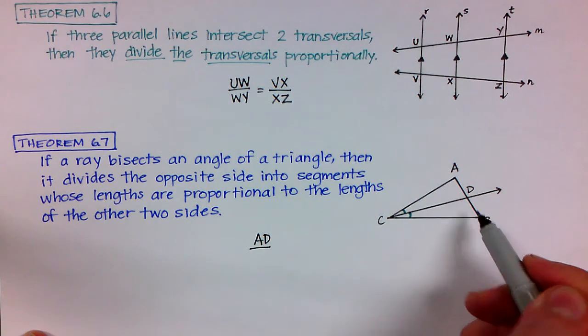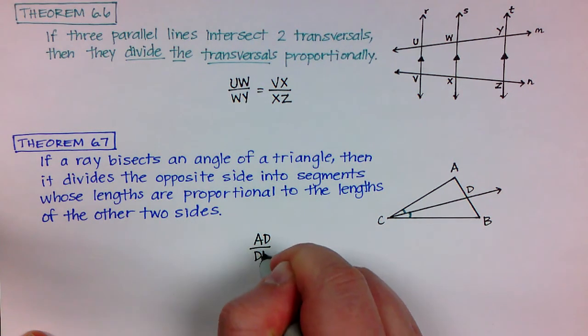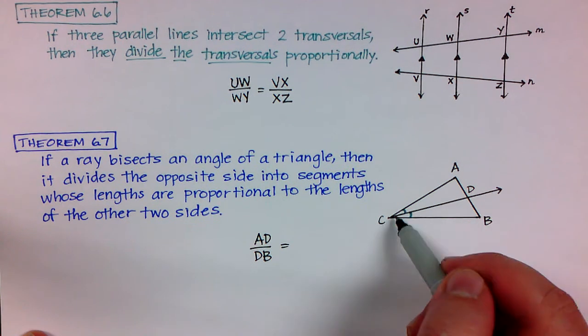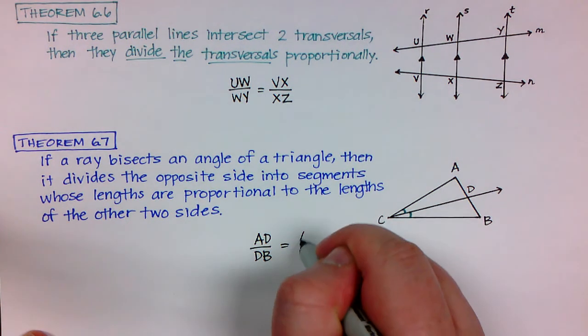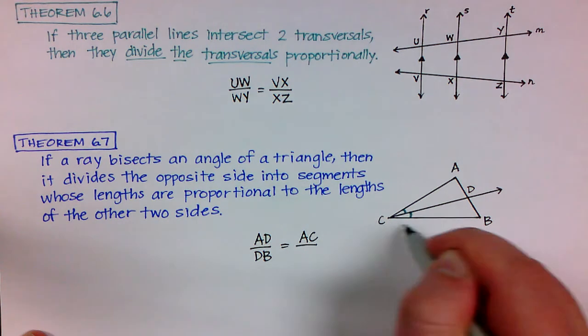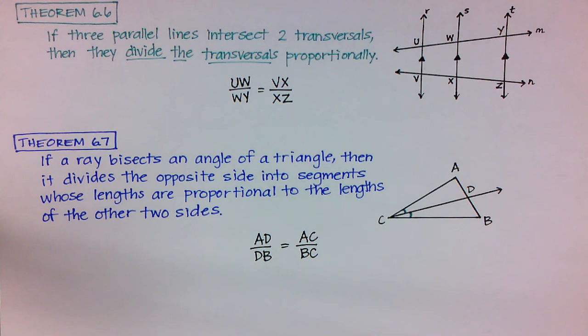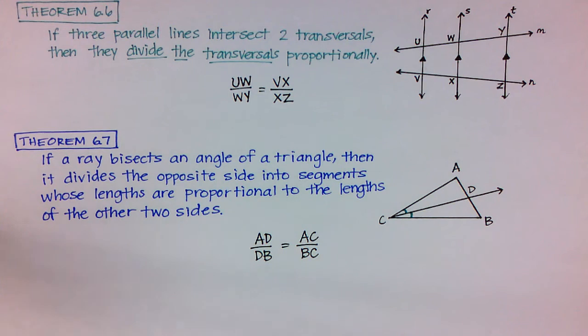if I compare that to DB, then that should be the same as comparing AC to BC. And you're going to get the same proportion, the same ratio. All right.